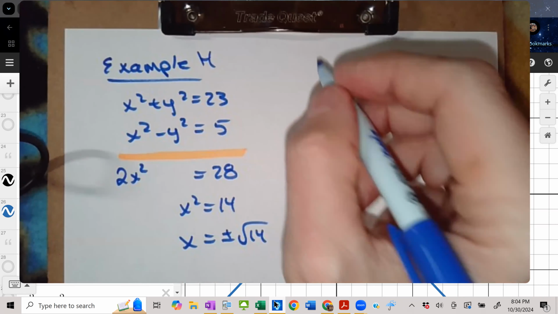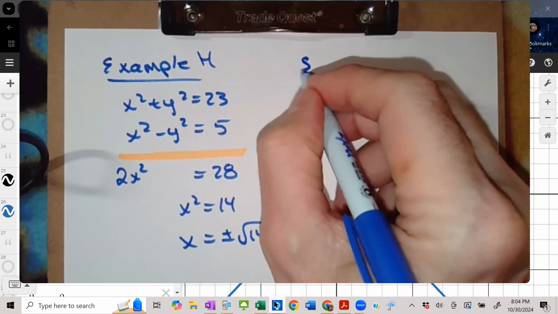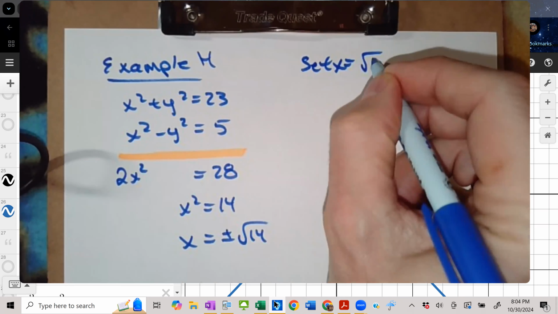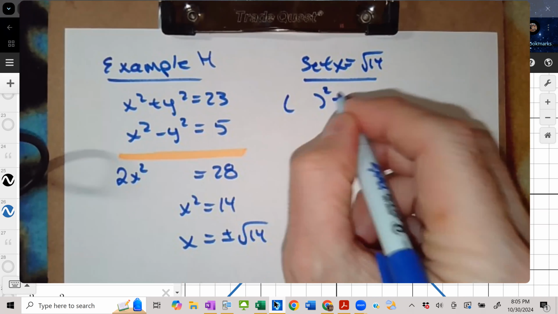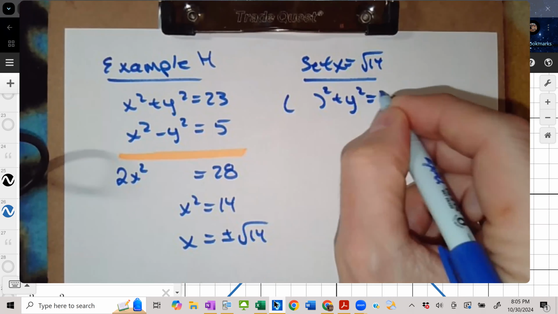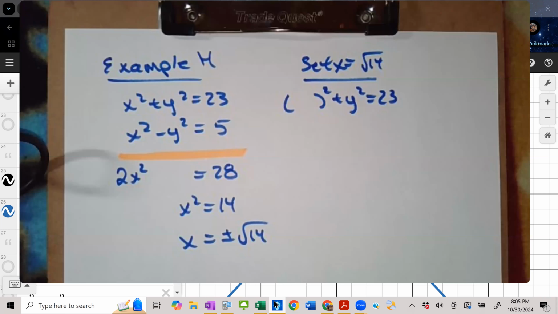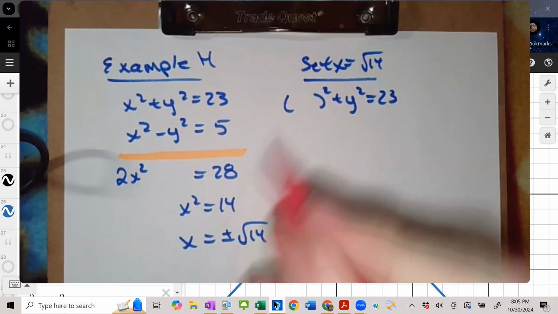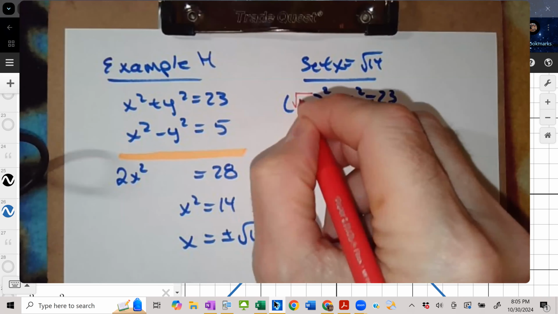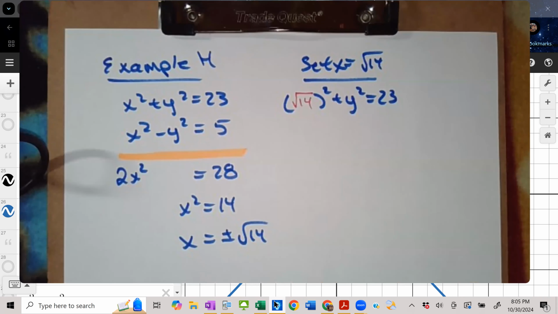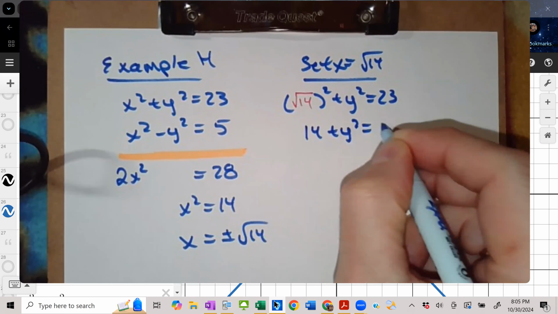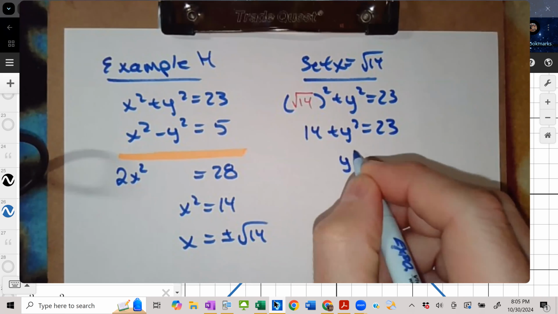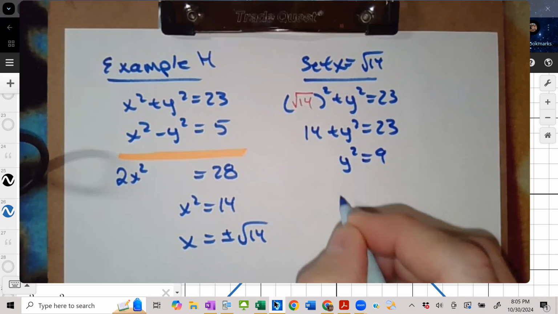So if I set x equals the square root of 14, that's going to be the square root of 14 squared plus y squared equals 23. So let's put in the square root of 14 here. Let me do it this way. Square root of 14 squared is just going to be 14, plus y squared equals 23. y squared is going to equal 9.